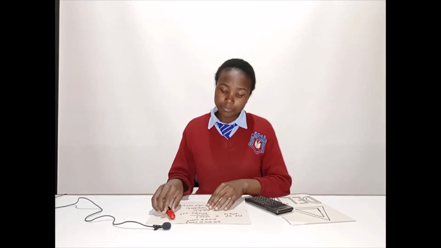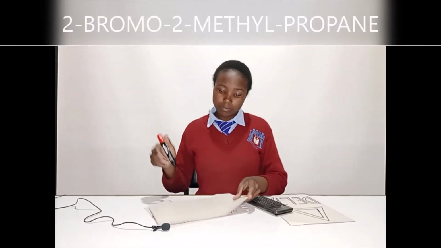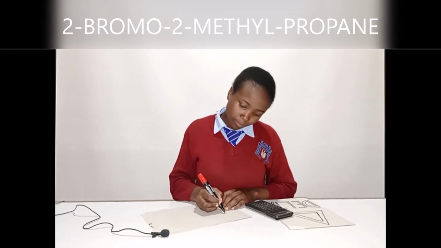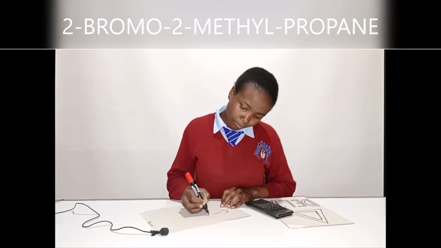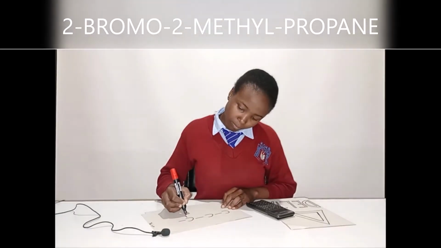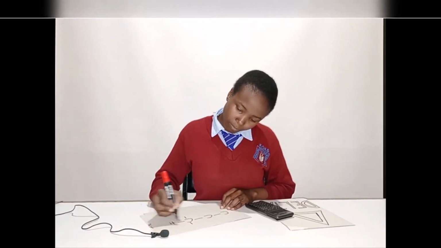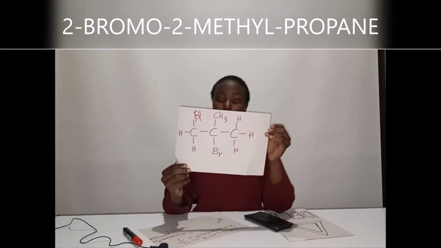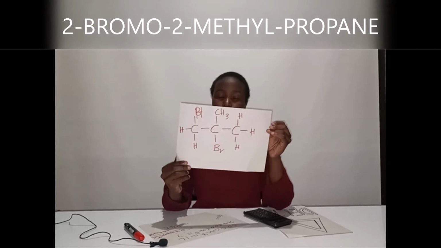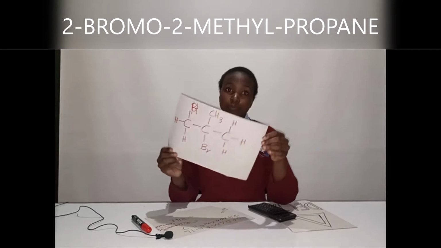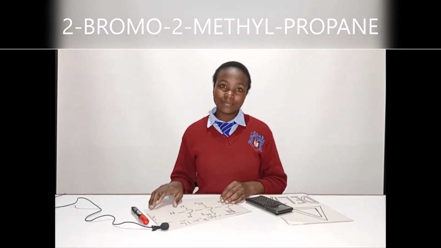On the piece of paper you have, you draw for me 2-bromo-2-methylpropane. I repeat that. You're drawing 2-bromo-2-methylpropane. The structure, the open structure for that. Okay, display your drawing. Good, that's 2-bromo-2-methylpropane, and that's correct for 1 mark. Otherwise, thank you for taking part in this contest.